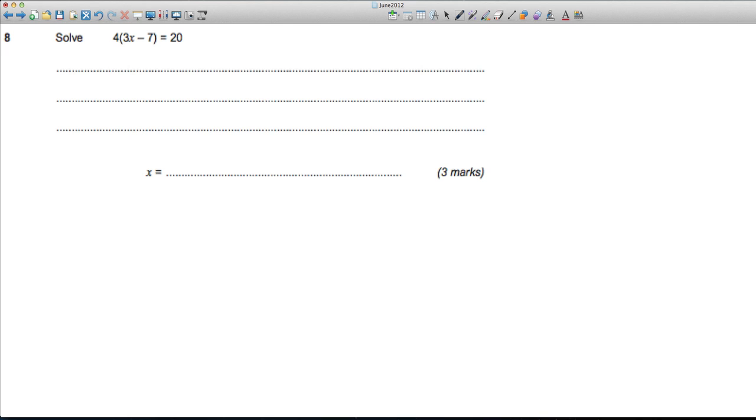Question 8. Solve the following. Okay, let's expand the brackets. 4 times 3x is 12x. 4 times -7 is -28, is equal to 20. So add 28 to both sides. 12x must therefore be equal to 48. Divide both sides by 12. X must be equal to 4.